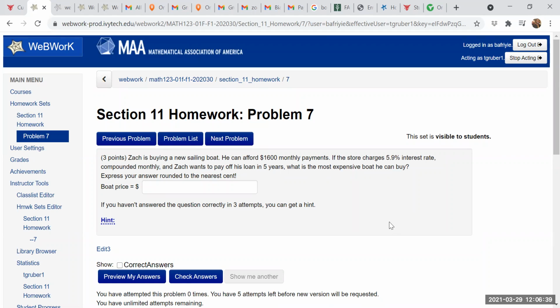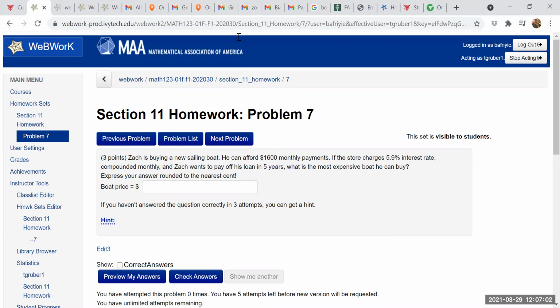Number 7. So Zach is buying a new sailing boat. He can afford 1,600 monthly payments. If the store charges 5.9 interest rate compounded monthly, and Zach wants to pay off the loan in 5 years, what is the most expensive boat he can afford?